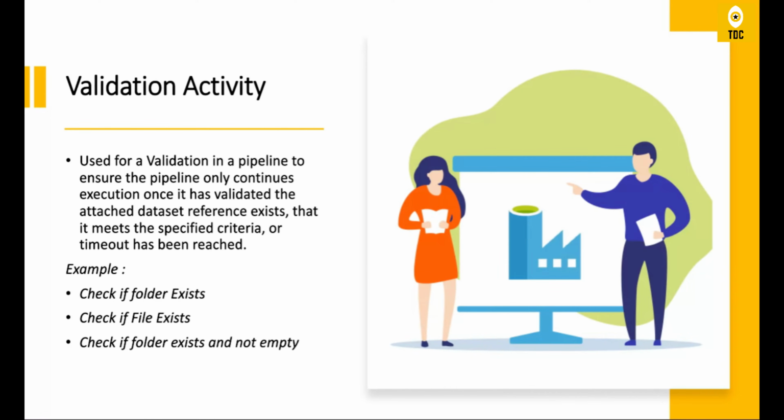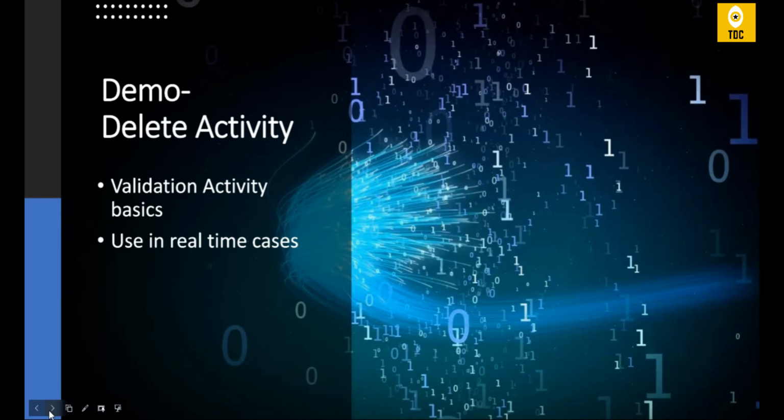Say for example, you want to copy all the files existing in a folder from one location to another location. If the folder doesn't exist, or if the folder exists but doesn't have any files, there is no point in proceeding with a copy activity further or any other activities. So that's where it is used, to have that prerequisite check basically. Next we will quickly jump to the demo and see the actual hands-on on the validation activity.